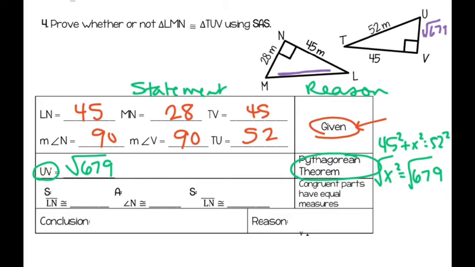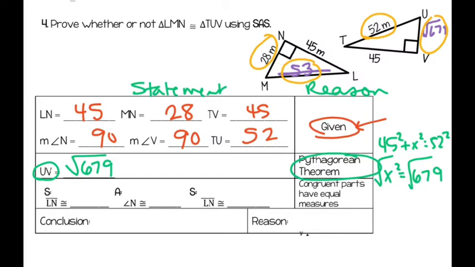And that's 2809, and so then when I take the square root of that, it's 53. So I can see right there I kind of have a problem, because what's happening is this leg of the right triangle is not matching this leg of the right triangle, and the hypotenuse of the right triangle is not matching the hypotenuse. So this is not going to be a situation where we can prove that they are congruent.